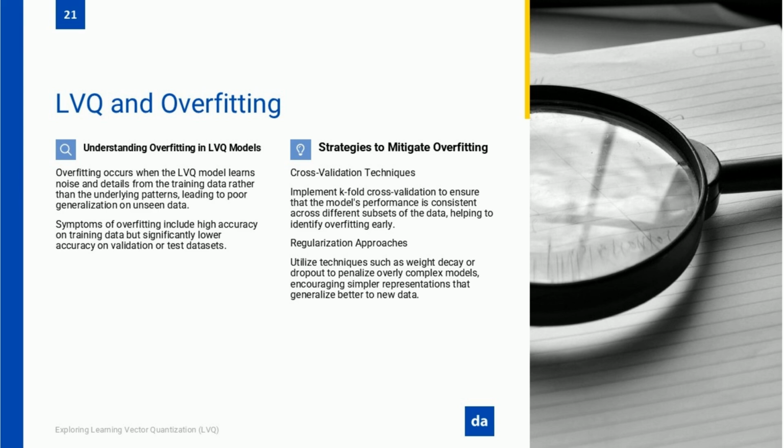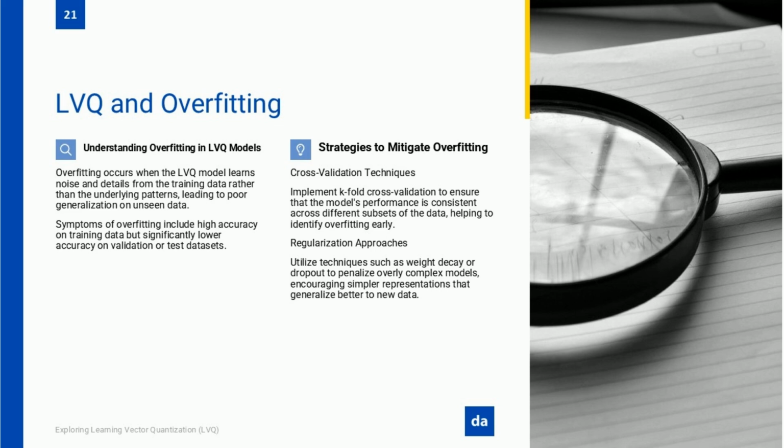Another issue is a poorly tuned learning rate. If the learning rate is too high, LVQ jumps around too aggressively, failing to settle into an optimal state. If it's too low, it gets stuck in local patterns and might overfit specific clusters of training data instead of generalizing. So, how do we prevent overfitting?